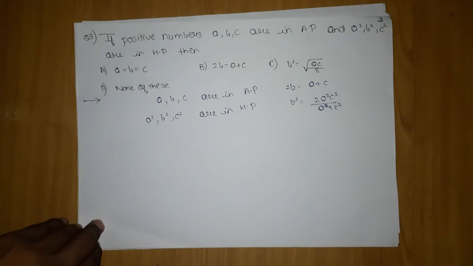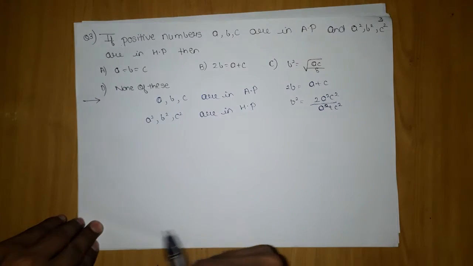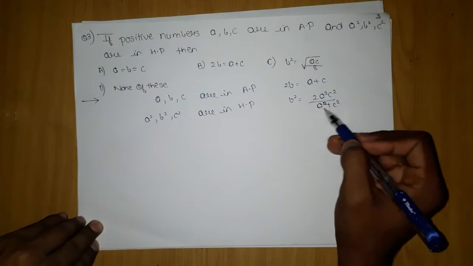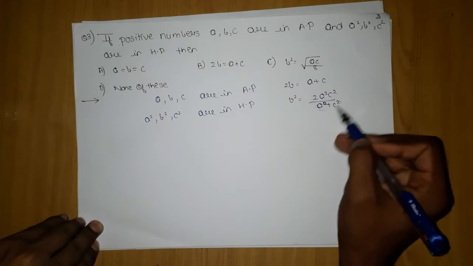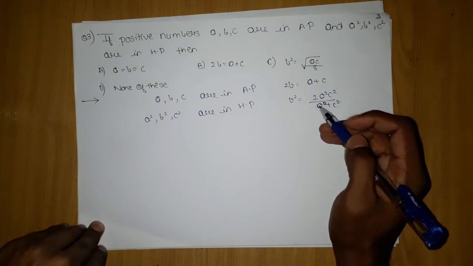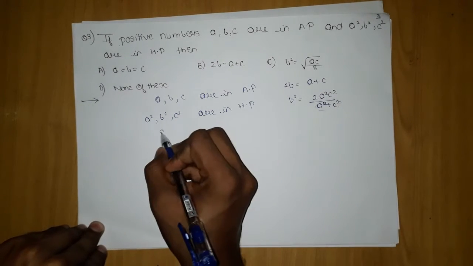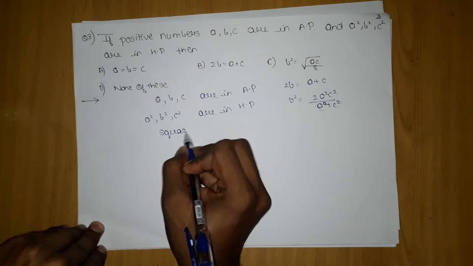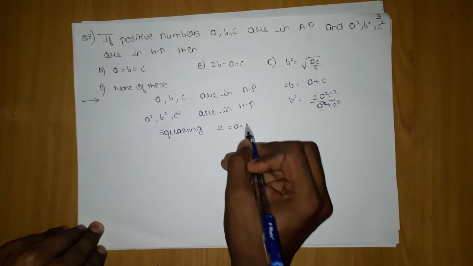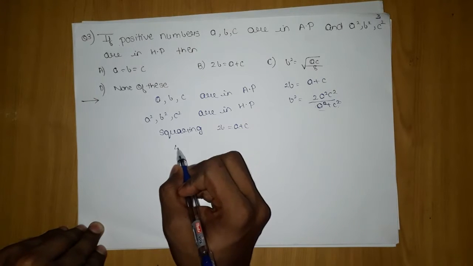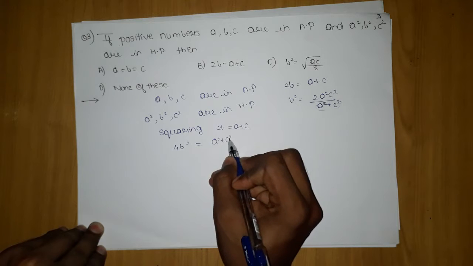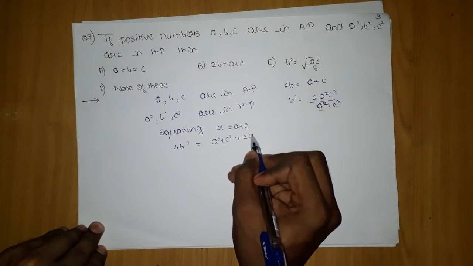No, what we should do, b should be there in the answer. So what we are going to do, we are going to square it, and we are going to replace this value from the square which we will get from here. So let's square this. So squaring 2b equals a plus c, what we will get: 4b square should be equal to a square plus c square plus 2ac.